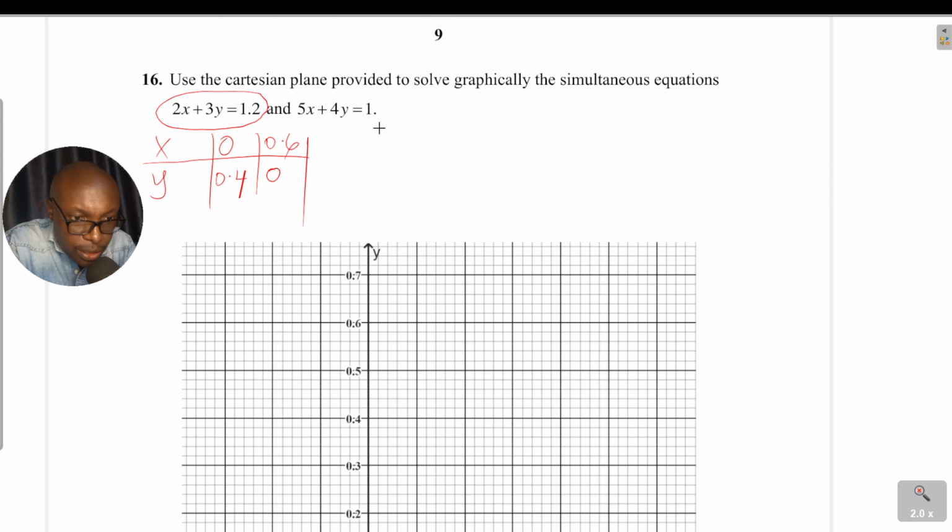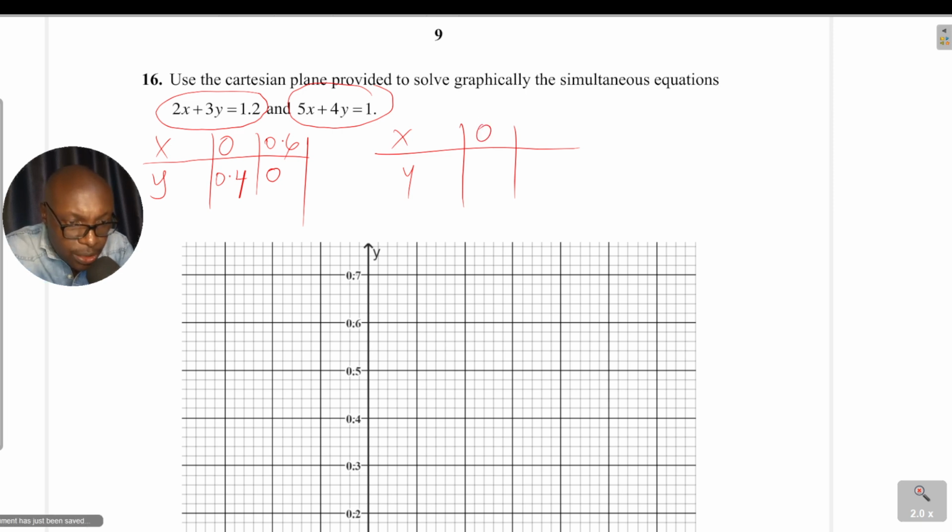You go to the second equation, that is 5x plus 4y is equal to 1. Choose 2 points for that again. When x is 0, y will be 1 over 4, which is 0.25. And when y is 0, x will be 1 over 5, which is 0.2. You're simply substituting these values in that equation.